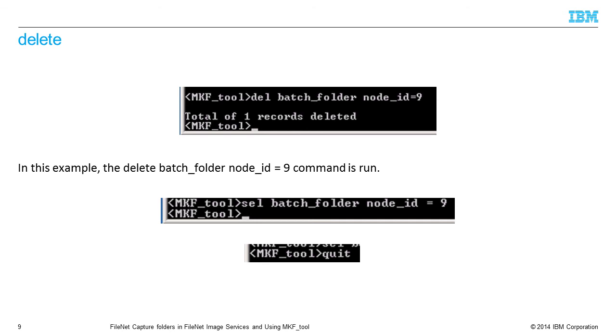MKF tool is exited by running the quit command. Since we captured all output using the hard copy command, quitting MKF tool stops any further output from being saved to the text file folderinfo.txt. To confirm that the particular folder is gone, restart Capture.